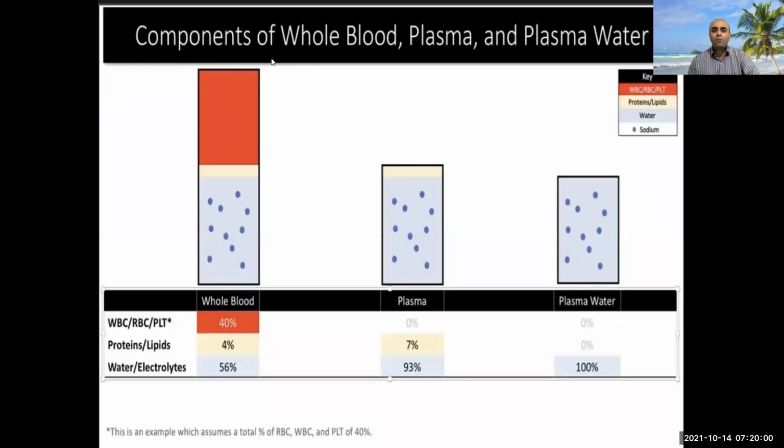As we know, our blood components are plasma and plasma water. All the blood cells here in the red part are around 40%: white blood cells, red blood cells, and platelets. Only 4% is proteins and lipids, the yellow part. The blue part with dark blue dots is the water, and these are the electrolytes, sodium and other electrolytes. This water is around 56%.